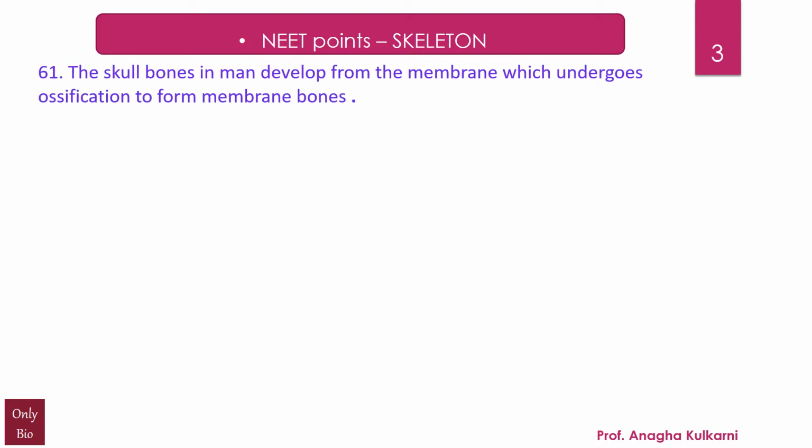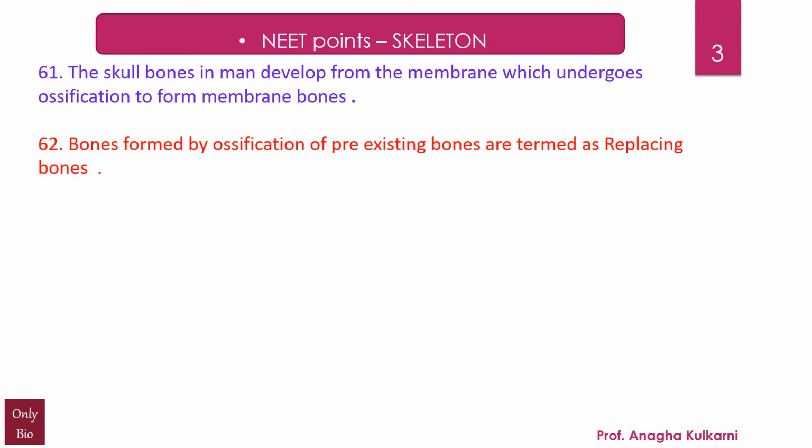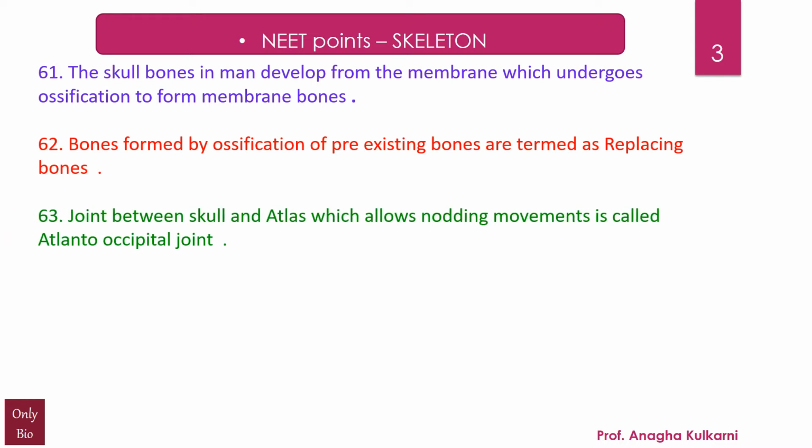Point number 61. The skull bones in man develop from the membrane which undergoes ossification to form membranous bones. Next, bones formed by ossification of pre-existing bones are termed as replacing bones. Next, the joint between the skull and the atlas, which allows the nodding movements, is called the Atlanto-occipital joint. Friends, I hope you know it's a kind of hinge joint, that is, a uniaxial joint.